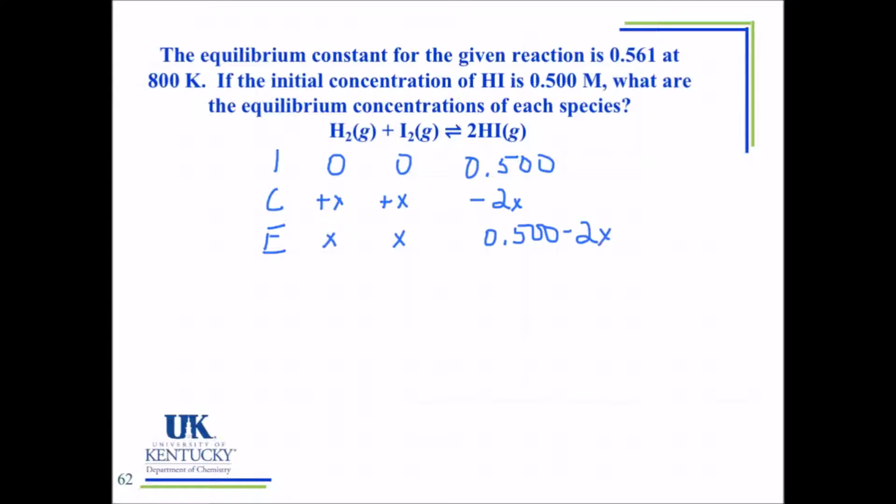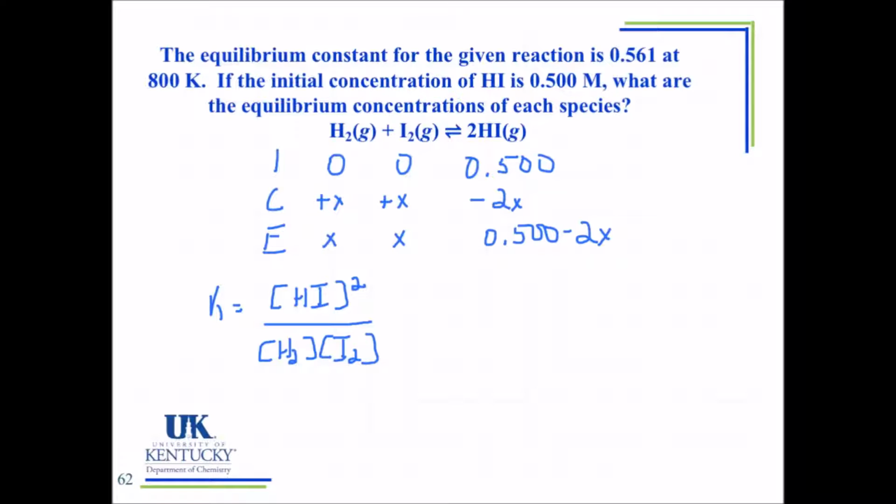Now we can set up our law of mass action, so K equals the concentration of HI. Remember, we have to square that because we have a coefficient of 2, over the concentration of H2 and the concentration of I2. Now, because all of these are in pressures, we could have done this as a Kp or Kc. However, the values were given in terms of molarity, and our K is given in terms of concentration. So we want to make sure we do this in terms of molarity.